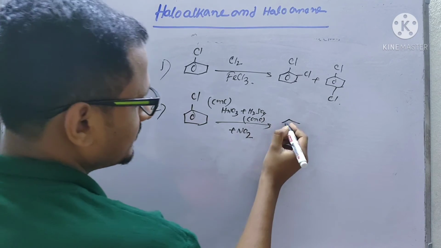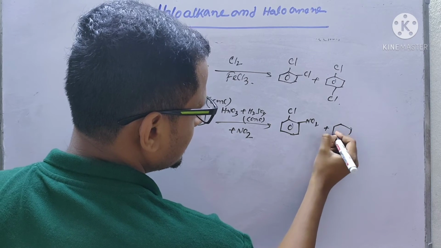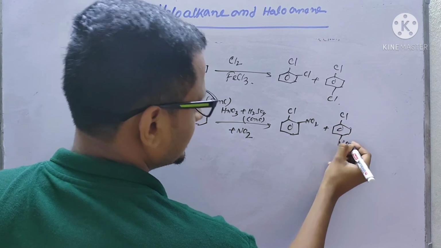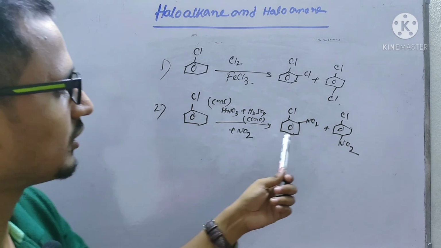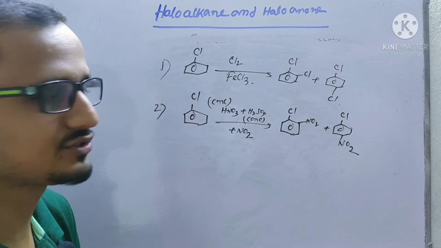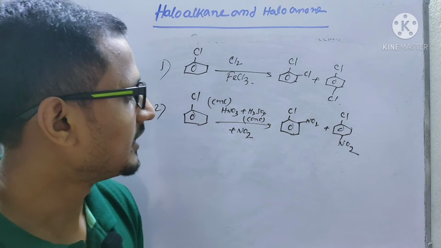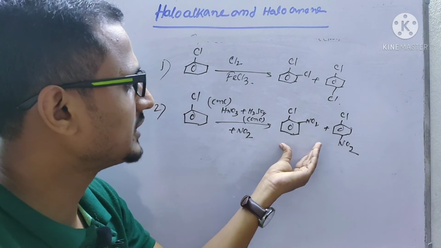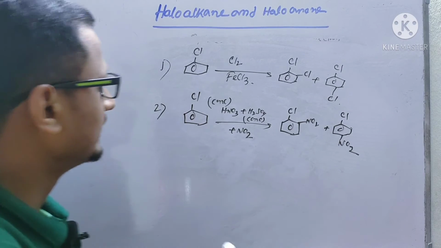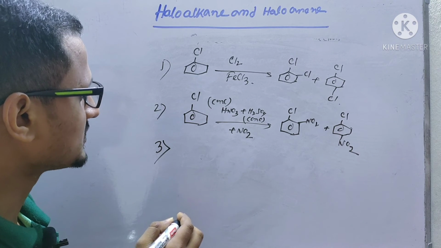Okay, so here in ortho position NO2 will come, and in para position this NO2 will be there. Okay, understood? So I think you have understood. So this one is ortho-nitrochlorobenzene, and this one is para-nitrochlorobenzene. Wait a minute, let me check whether this is working or not. Okay, so you are getting ortho-nitrochlorobenzene and para-nitrochlorobenzene. Okay, now we can do the Friedel-Crafts reaction also here. Friedel-Crafts reaction is also possible here.